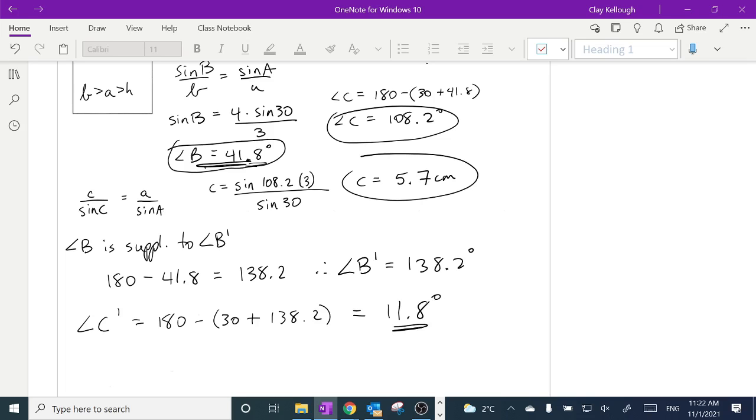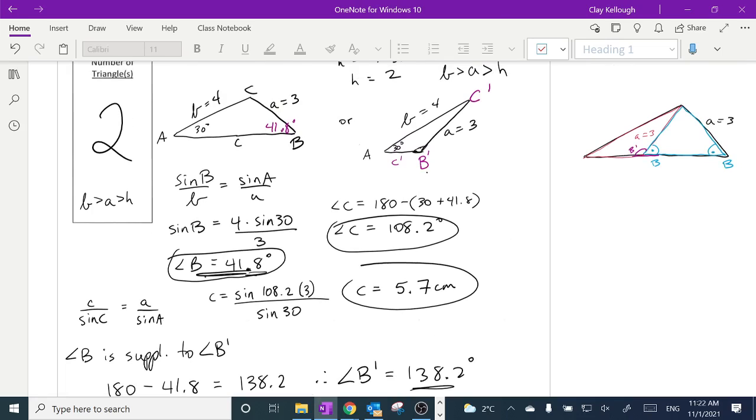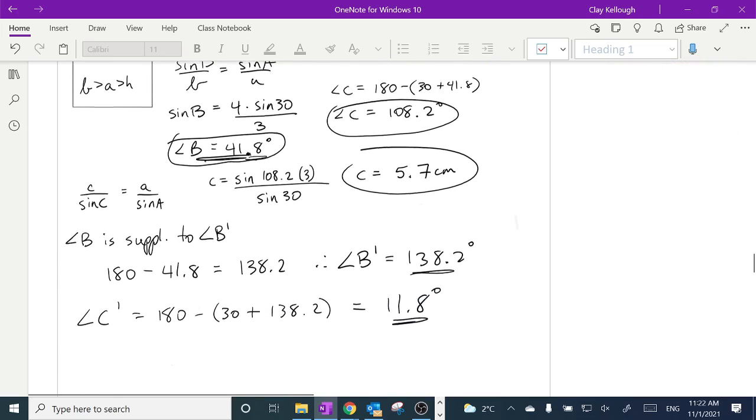And that kind of makes sense too. Again, take a look. What does C prime look like? Oh, it's very skinny, which makes sense. So it's only like 12 degrees. It's a skinny little angle up here. All right, let's keep on trucking.